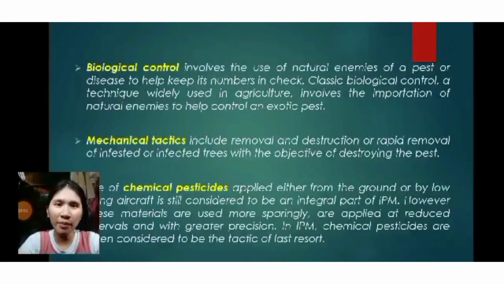My topic is all about biological control, mechanical tactics, and chemical pesticides. Biological control involves the use of natural enemies of a pest or disease to help keep its number in check. Classic biological control, a technique widely used in agriculture, involves the importation of natural enemies to help control an exotic pest.